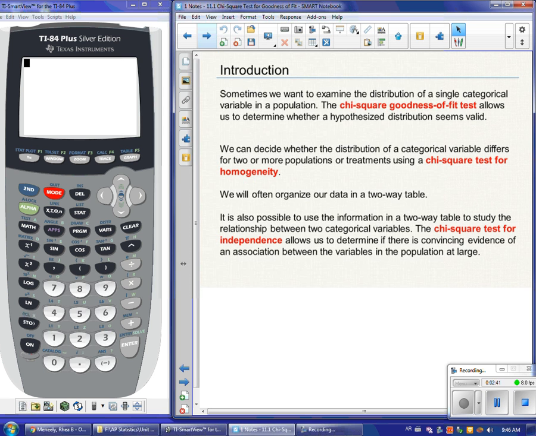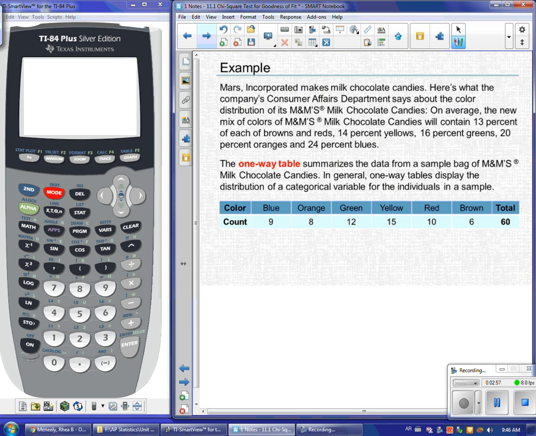These last two scenarios both involve two-way tables, and we're going to get to them in the next lesson. In today's lesson, we're just going to be looking at a single distribution. And most of what we're going to see, we're going to be able to compute in a list on our calculator. So let's take a look at an example.